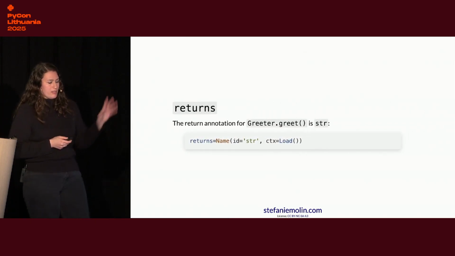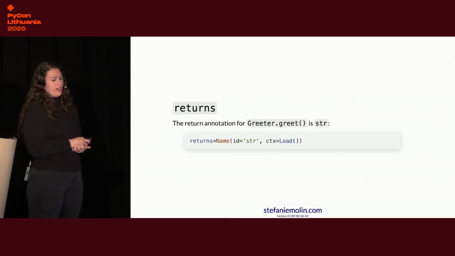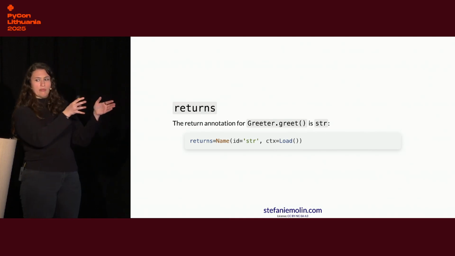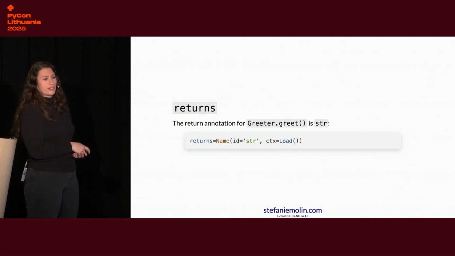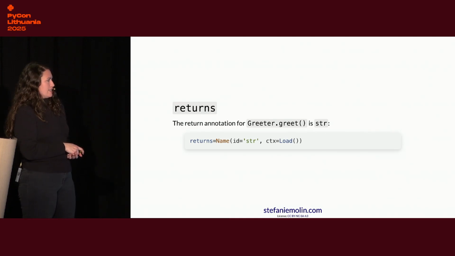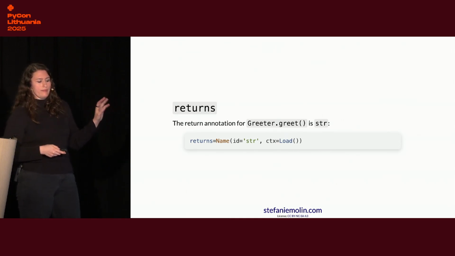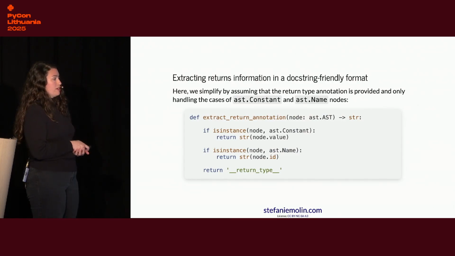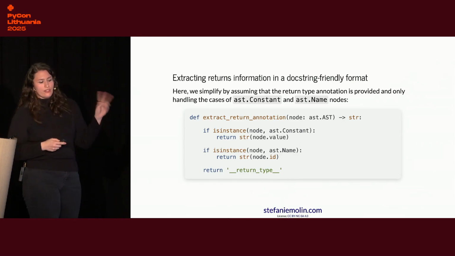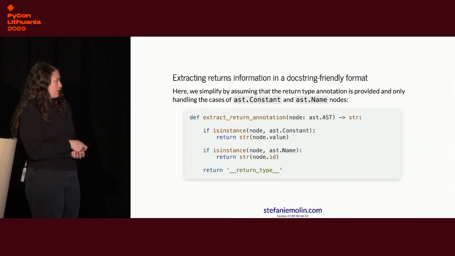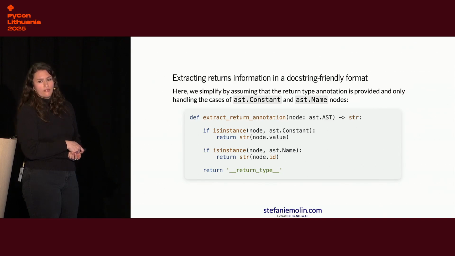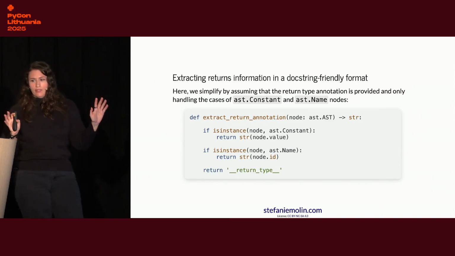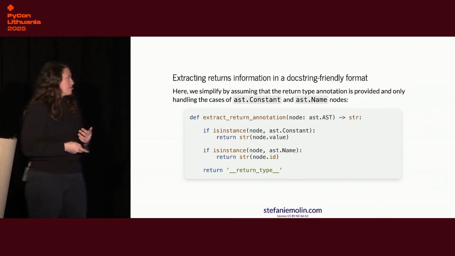And so here, this is much simpler to actually extract. Looking at the greet method, if we isolated that bit of the AST, we see that we have the returns attribute, and this has an AST name node with ID string. So this is type string. So to actually extract this, we have a very simple function here. We take in the node, whatever it might be, and we're only going to handle two cases. If it's not one of those, we're just going to return the placeholder, which is return type. And that will be up for the person using this tool to actually fix themselves.